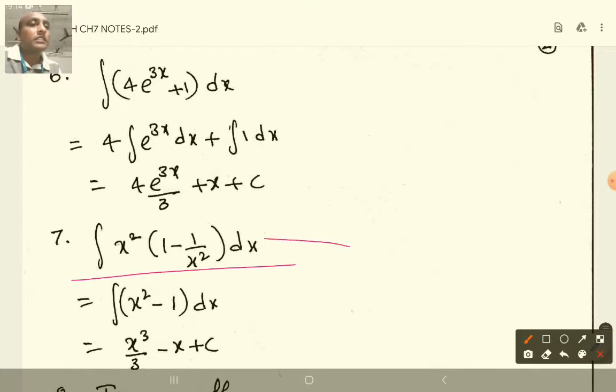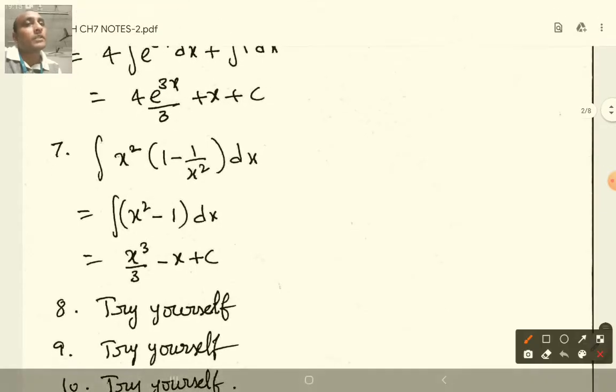Next, the integration of x square into 1 minus 1 by x square. This one you cannot integrate as it is. You should multiply first, then only you can integrate. So open the bracket and multiply. It is x square into 1, which is x square, minus x square into 1 by x square, which is 1. So now integrate it because the terms are individual now. It is x cube by 3 minus x plus c, because the integration of x square is x cube by 3 and the integration of minus 1 is minus x. Done. Okay.